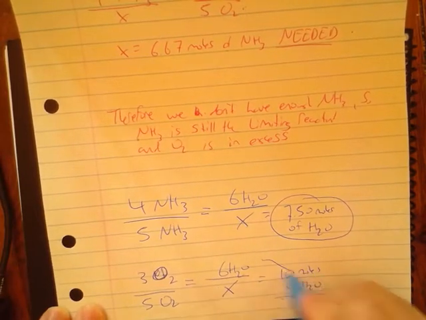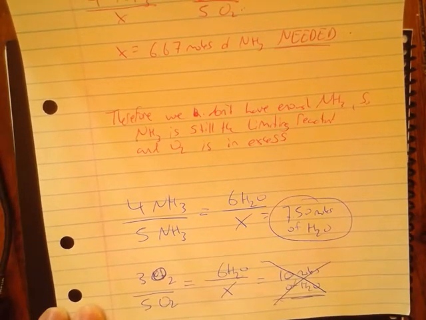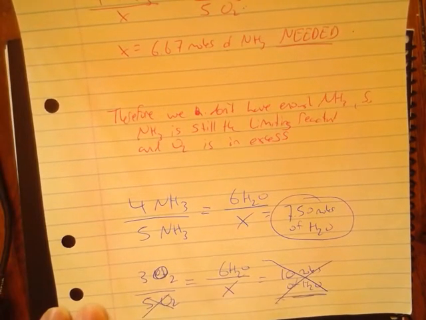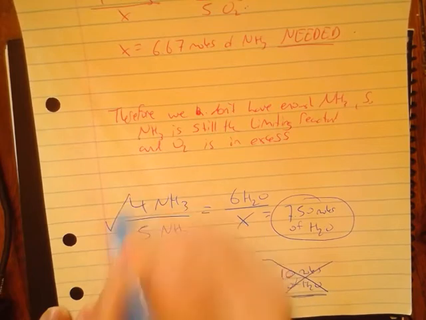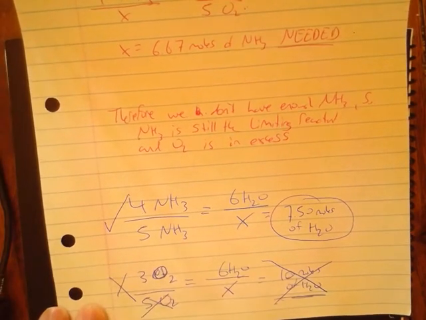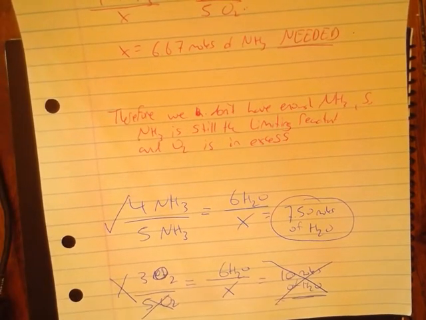But that's just not going to happen. I'm not going to make 10 moles of water because I'm not going to use up all 5 moles of oxygen. I already figured out that oxygen was excess. That's why I had to use this ratio and not this one. And that is our lesson on limiting reactant.